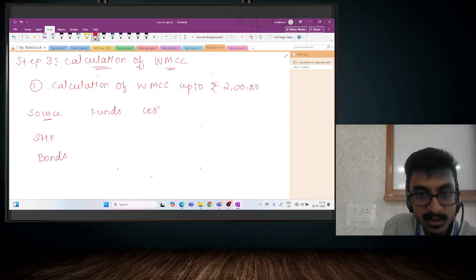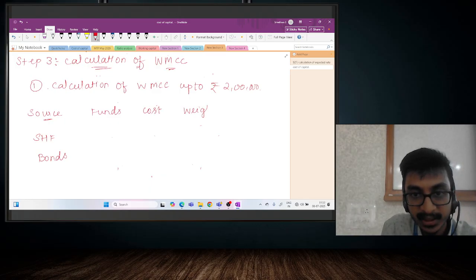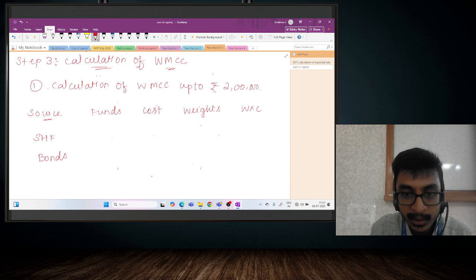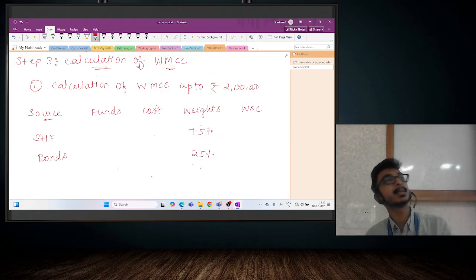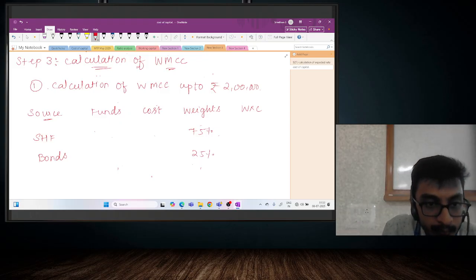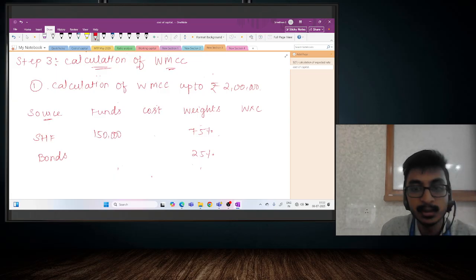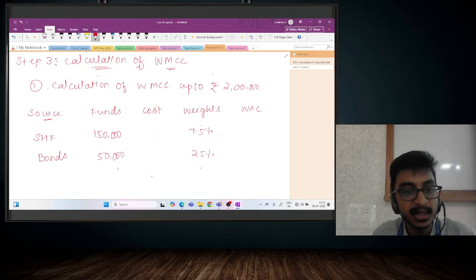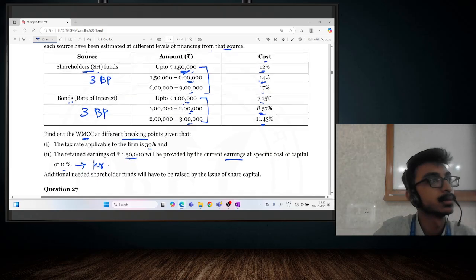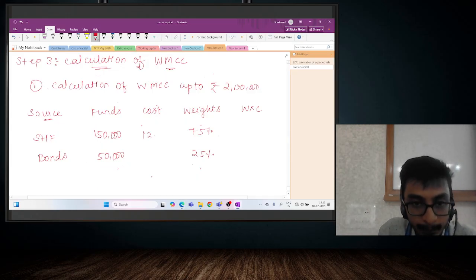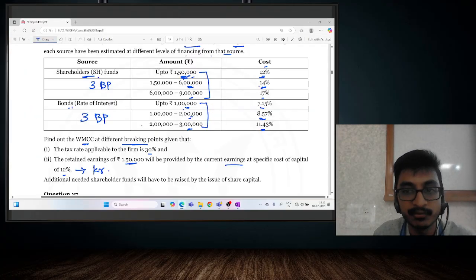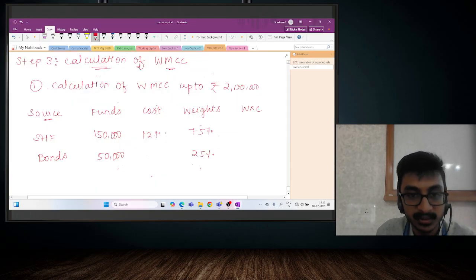Funds, costs and weights and W into C. So in this question, weights is directly given, 75% shareholders fund and 25% debt. So what is 75% of 2 lakh rupees? We get 1,50,000. 25% of 2 lakh we get 50,000. Now what is the cost of raising 1,50,000 rupees of shareholders fund? 12% is the cost here, and here it is cost of raising 50,000 rupees of bond. It is 7.15%.